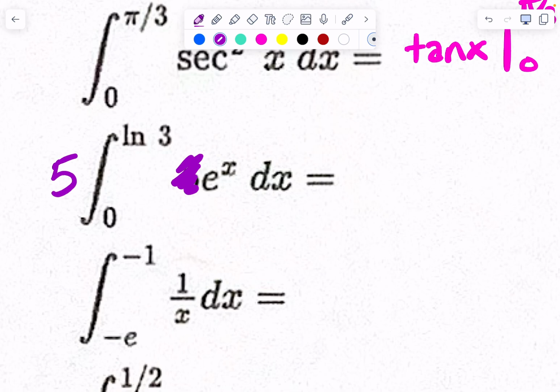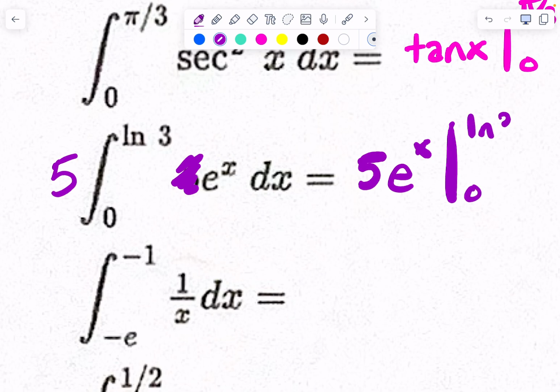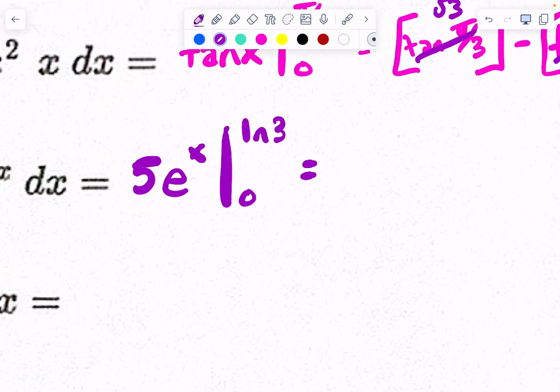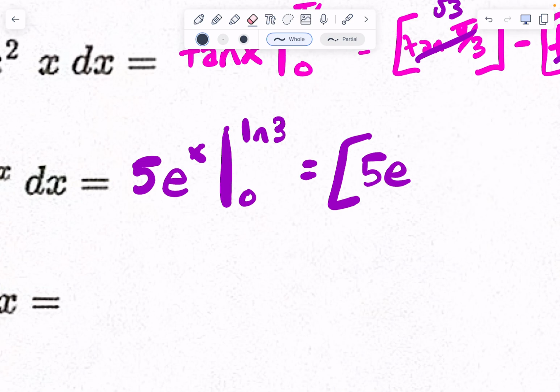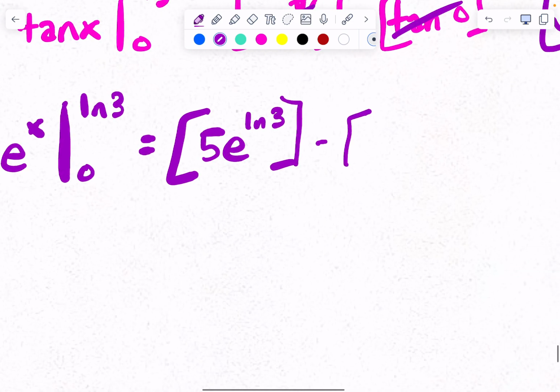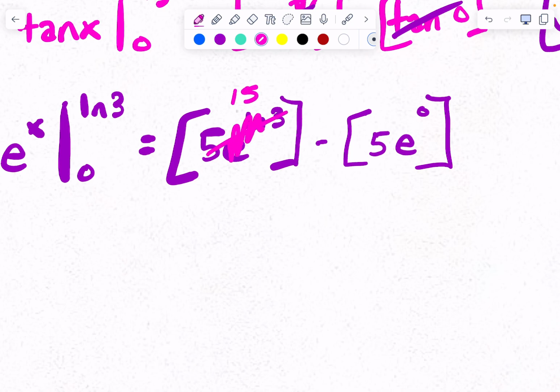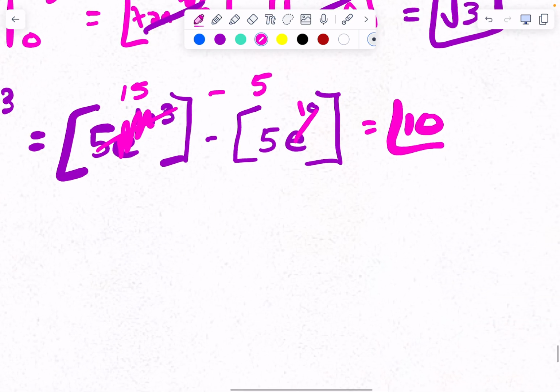The antiderivative of e to the x is e to the x. So I've got 5 e to the x, plug in ln 3. So 5 e to the ln 3. The e and ln cancel, so it's 5 times 3, 15. Minus 5 e to the 0 power. Isn't that just 1? So 15 minus 5 is 10. Wait, how do we get 5? Because ln and e cancel. Just took me a while.